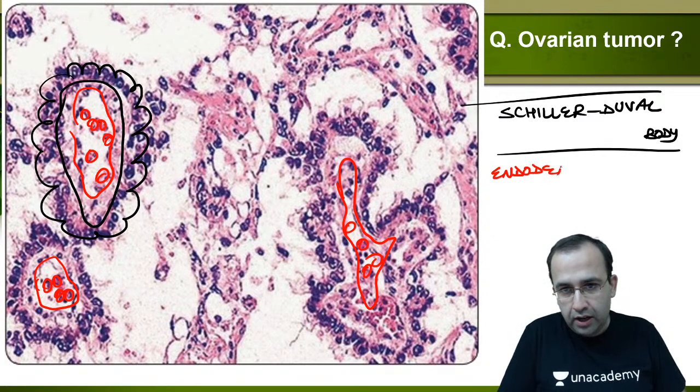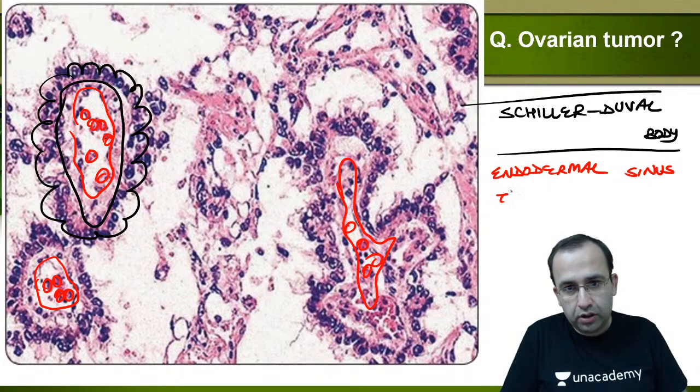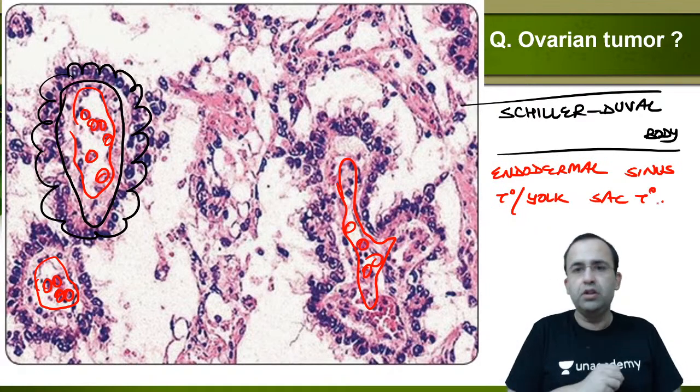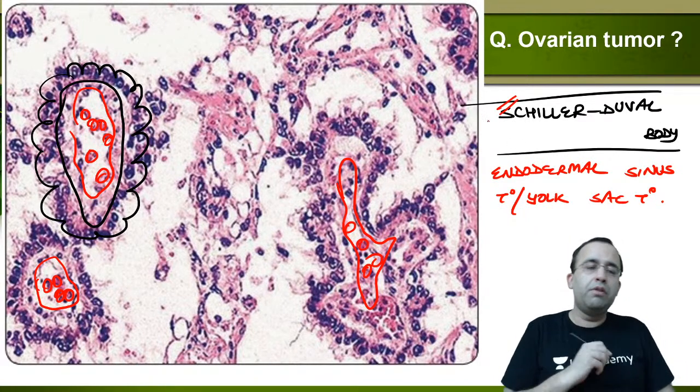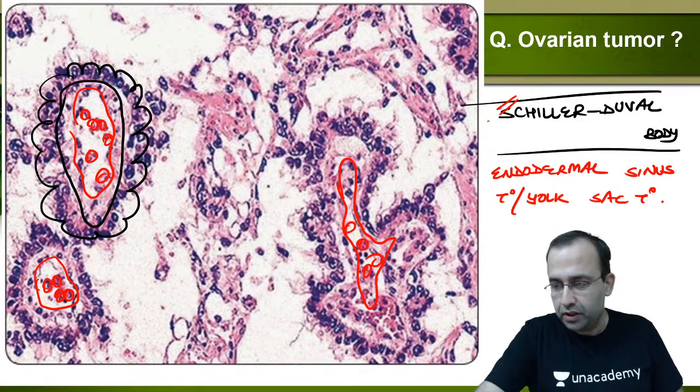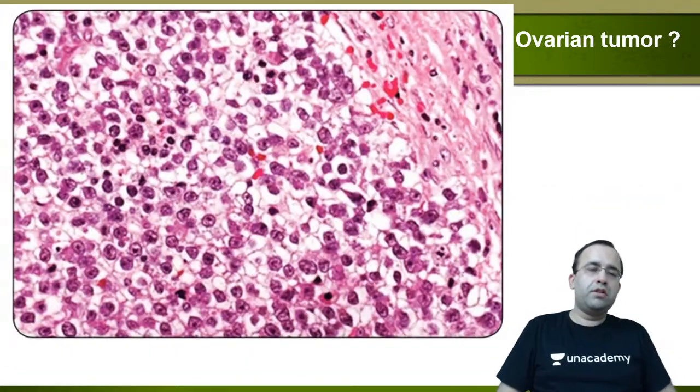Seen in endodermal sinus tumor, endodermal sinus tumors or yolk sac tumor. Schiller-Duval bodies. Next point. Diagnosis.